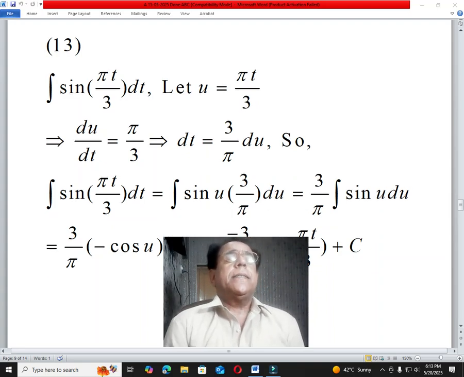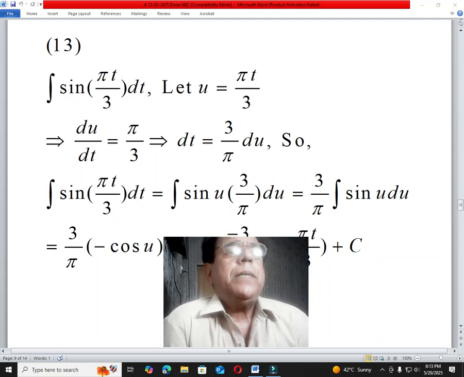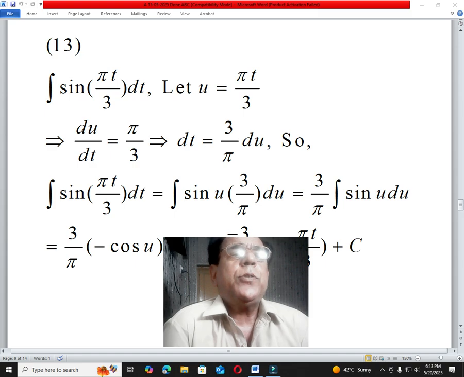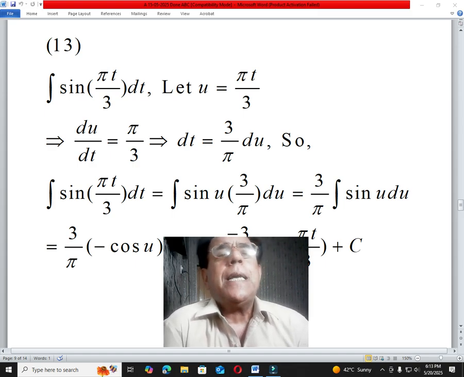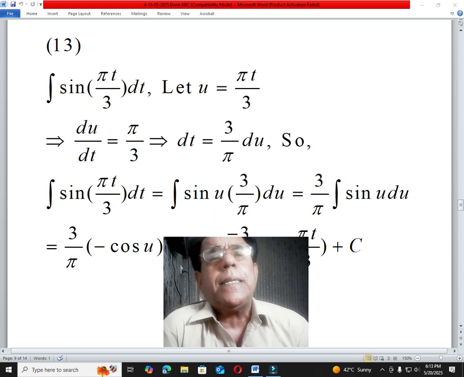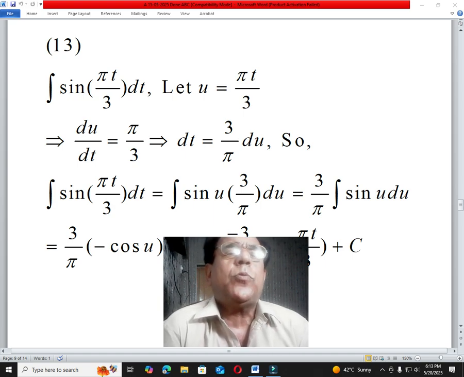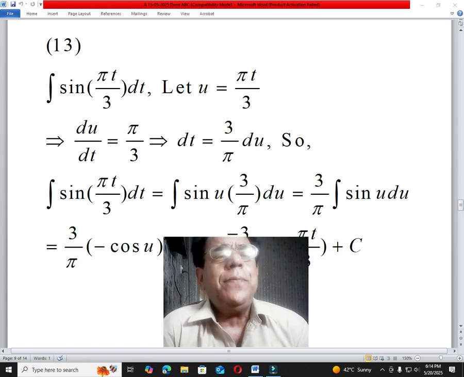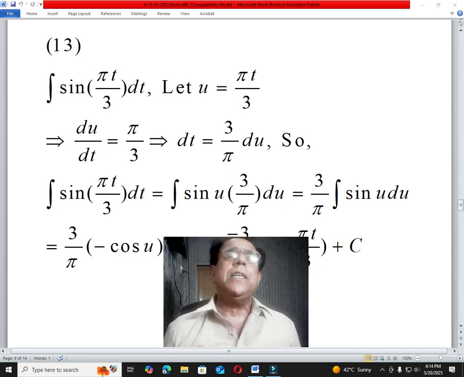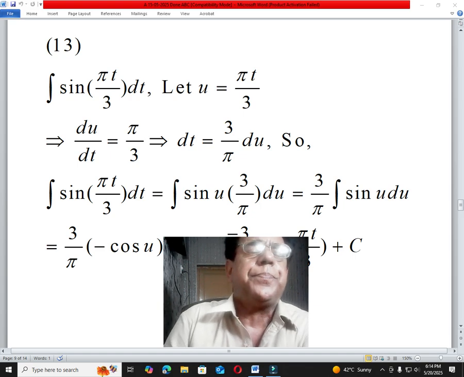Problem 13. Integral sine of pi t by 3 dt. Let u equal to pi t by 3. We are going to make this substitution. This implies that when u is equal to pi t by 3, then du by dt will be equal to pi by 3, because we are differentiating it with respect to t. So in place of t we will get 1 or unity. So its derivative will be equal to pi by 3, while t will be converted into 1.